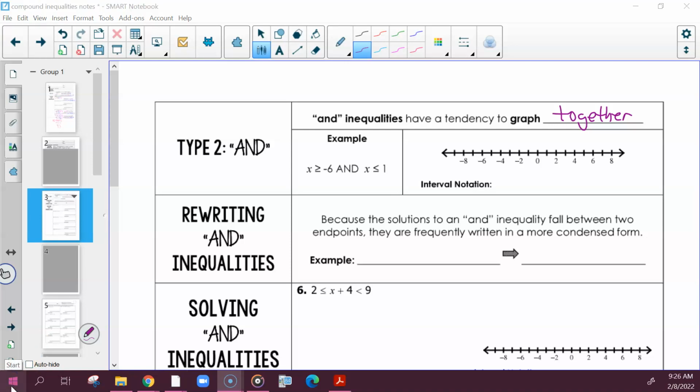What that means is instead of graphing like this, they're gonna graph like this. So for this, if we had x is greater than -6, that would be closed circle at -6, going to the right, -6, not 6. And then x is less than or equal to 1 would be here.